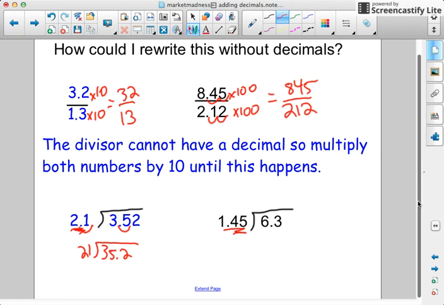In this next one, I need to move the decimal point 2 places to get rid of it in the divisor, in this number right here. So I need to move the decimal place 2 places here, so fill a 0 in there. So this actually ends up being 630 divided by 145. And then I can do my long division.